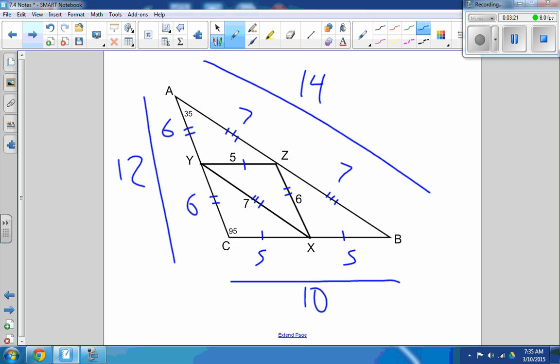Now let's solve for some angles. This is 35, 95. So when we add this up, it's going to add up to 180. So angle B here, 180 minus 95 minus 35, and we get 50 degrees. Now, we can use this idea: this is 50 degrees, well, that means this angle is also 50 degrees. This angle's 95. This angle's 35.